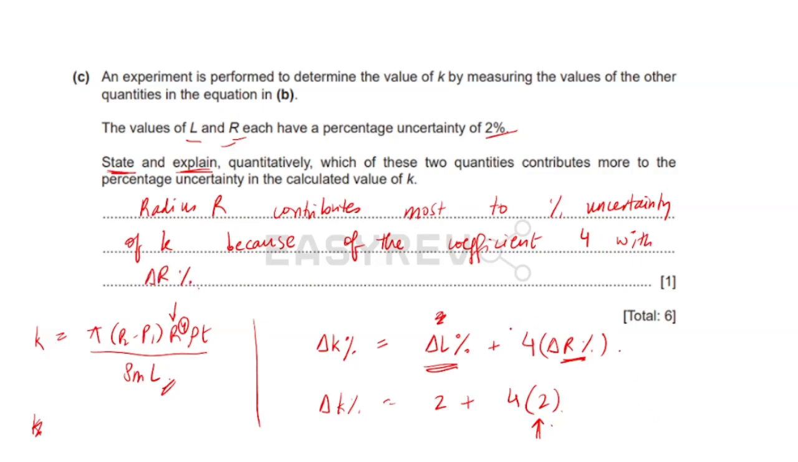Right? You could also rephrase this as saying that the effect would be 4 times greater than the effect of the percentage uncertainty of L. You could either say it in terms of a comparison or just explicitly mention the coefficient itself, right? And it's in relation with the formula. So that does it for this question.